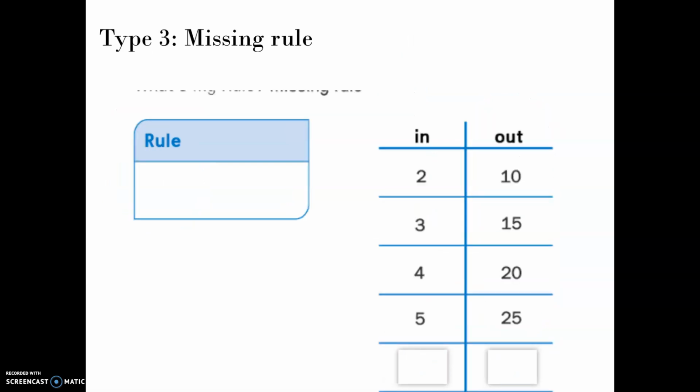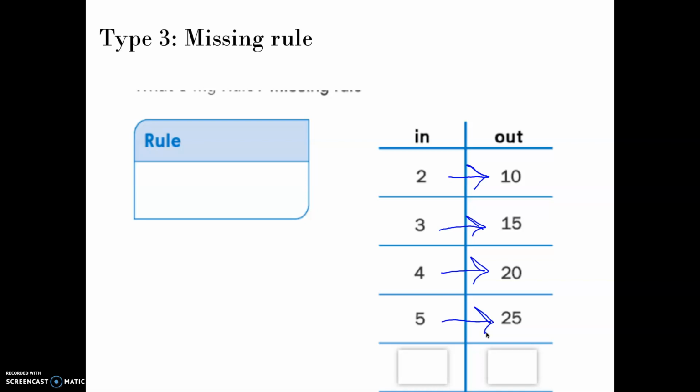Second type, missing the rule. So that means I have to compare the ins to the outs. What did I do to the in to get the out? And I have to have that same rule for all the numbers going down. Well, 2 to 10, I can go plus 8. 2 plus 8 is 10. Oh, but 3 plus 8 is not 15. So I have to think of another way.